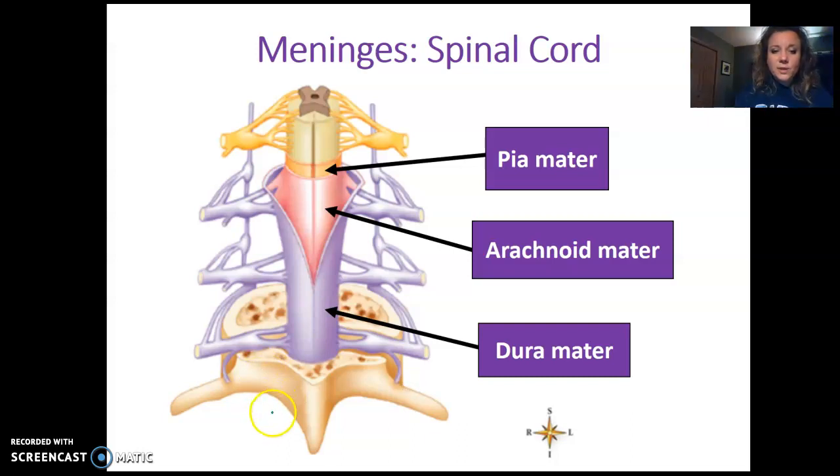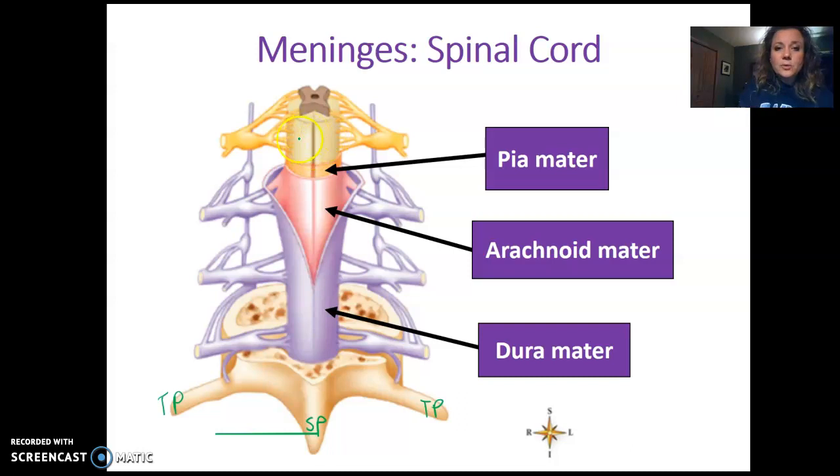All right, now we're looking at the spinal cord. As you can see from our picture here, this is the spinous process. So this is the very back of the vertebrae. And then over here, we have the transverse process. And then we also have a transverse process here. So we're looking at the dorsal view of our spinal cord.